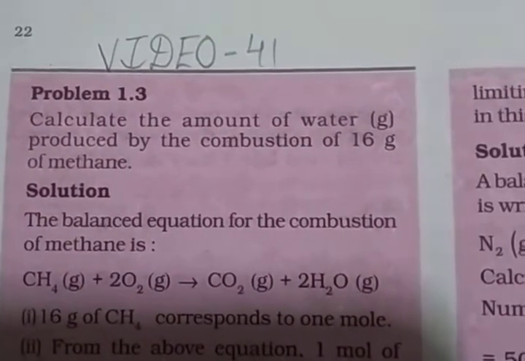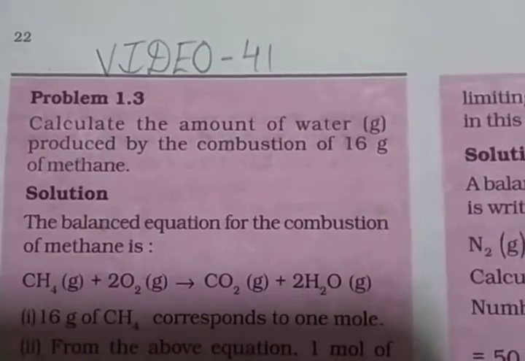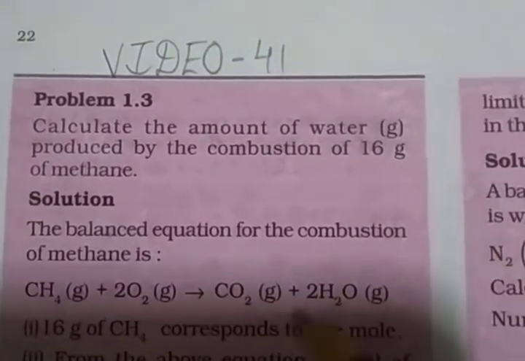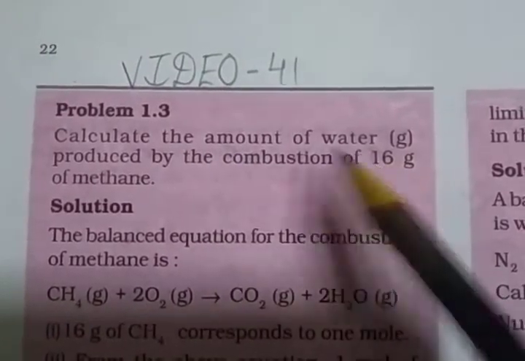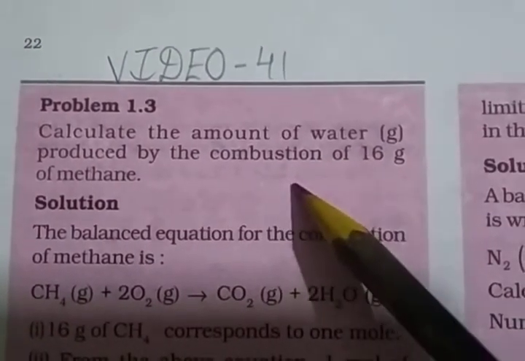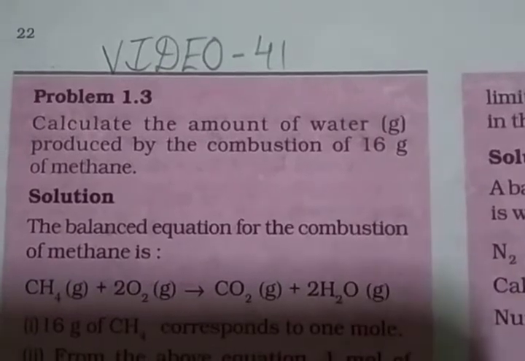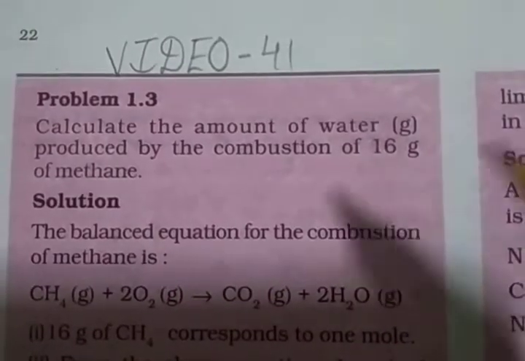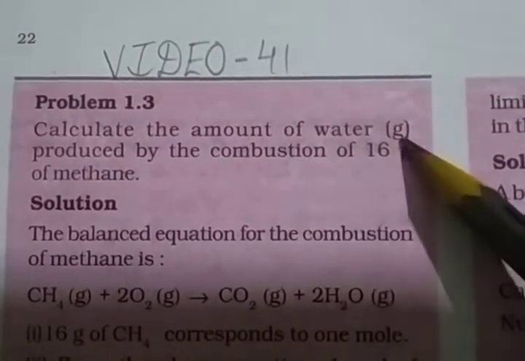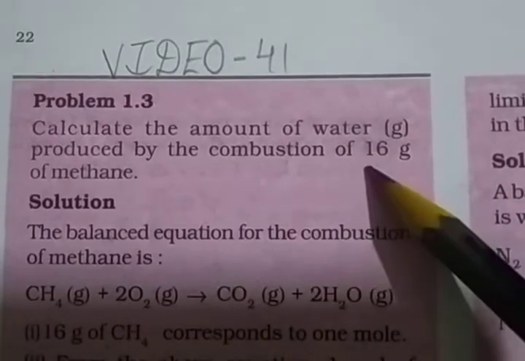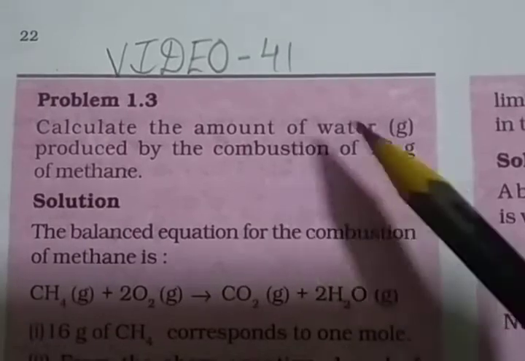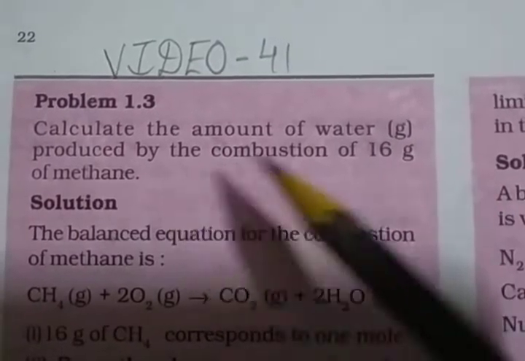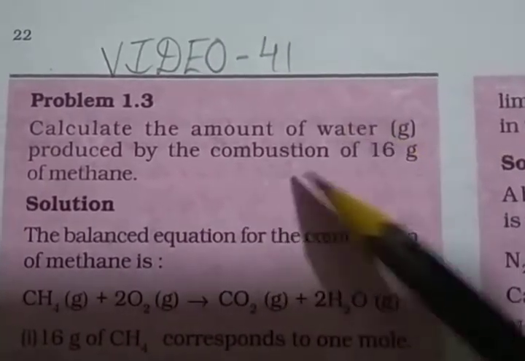This is video number 41 and in this video I will explain problem 1.3. Calculate the amount of water produced by combustion of 16 gram of methane. Again I say, calculate the amount of water produced by the combustion of 16 gram of methane. So first we have to write the equation. Amount of water produced means the product is water, and combustion of methane.